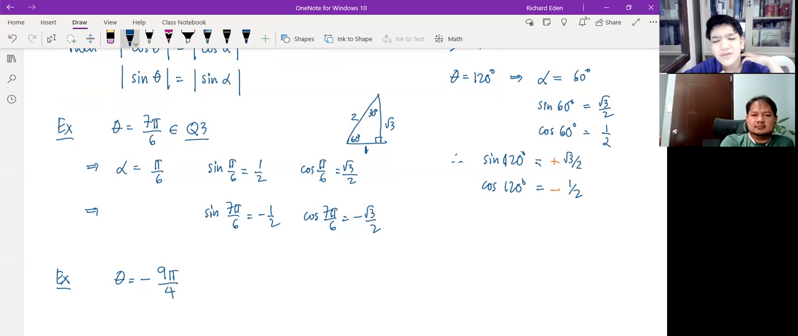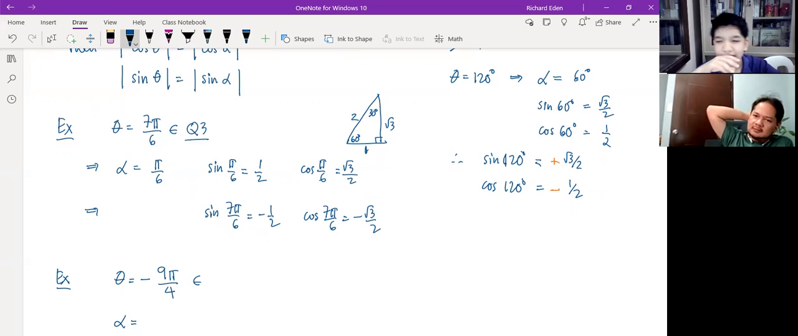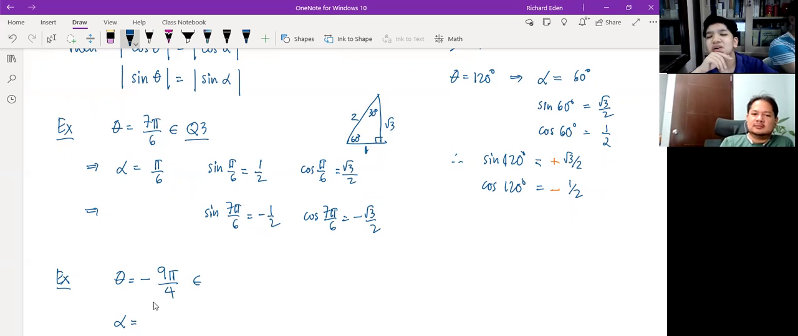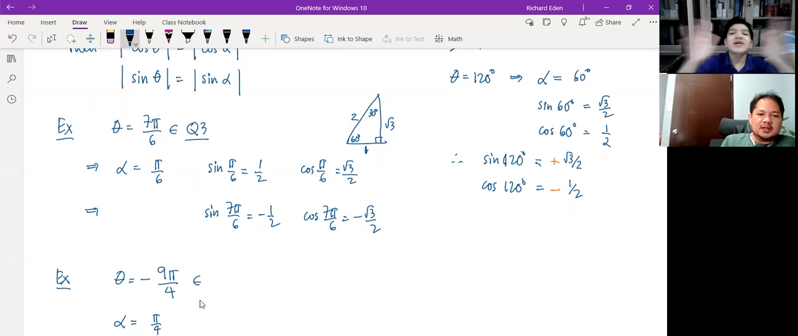Negative 9 pi over 4. It's more than 360 by 1/4. Therefore, its reference angle is just pi over 4. So what's the reference angle? Pi over 4, because that's what it's over 360. Good. Pi over 4.